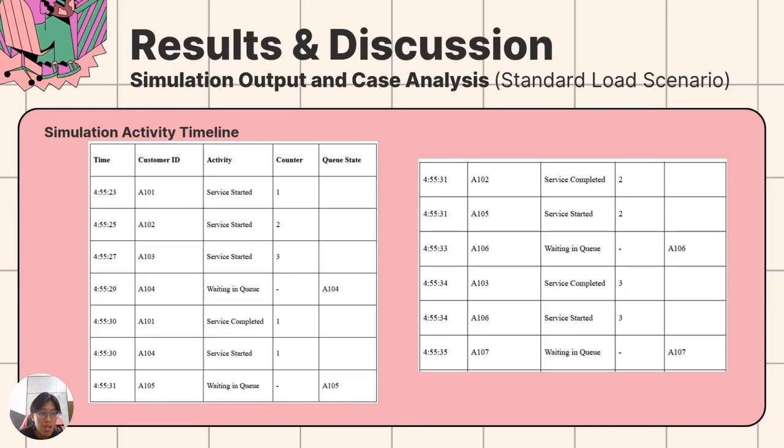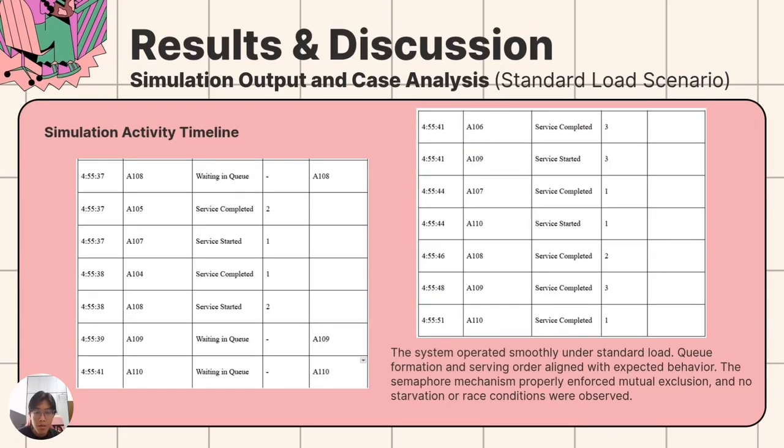Then, this is the simulation activity timeline for the standard load scenario. As you can see here, the service started for the first 3 customers, then the rest are waiting in the queue for the first 3 customers to complete their services. Then they will enter the service, which is the critical section. This continues until all the customers complete their service. To conclude, the system operated smoothly under standard load, and queue formation and serving order aligned with expected behavior. The semaphore mechanism properly enforced mutual exclusion, and no starvation or race conditions were observed.